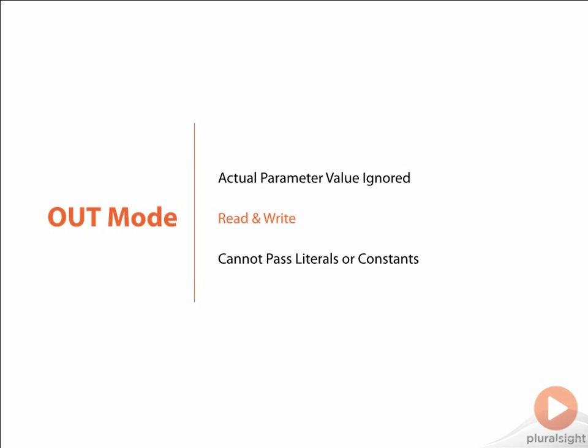Since we need a variable to receive the value returned by the out parameter, we cannot pass a literal to it. A constant variable by definition is constant and its value cannot be changed. So it also cannot act as a receiver of an out parameter.